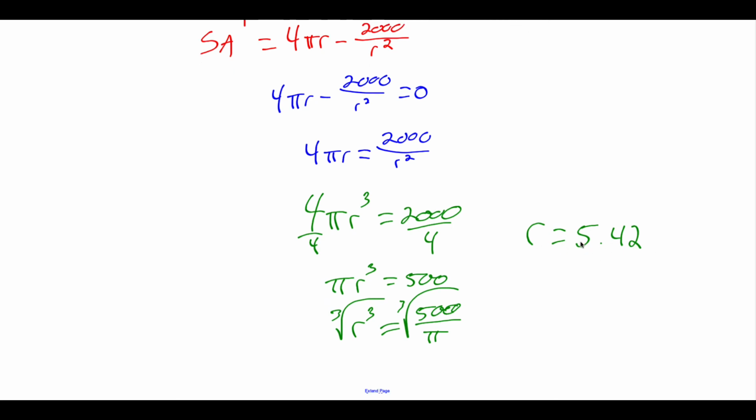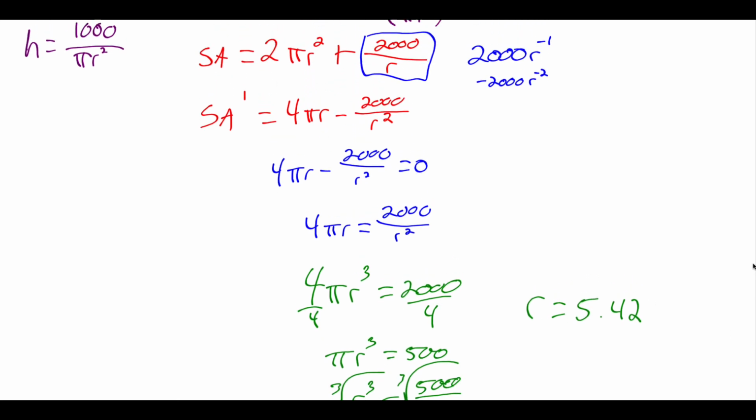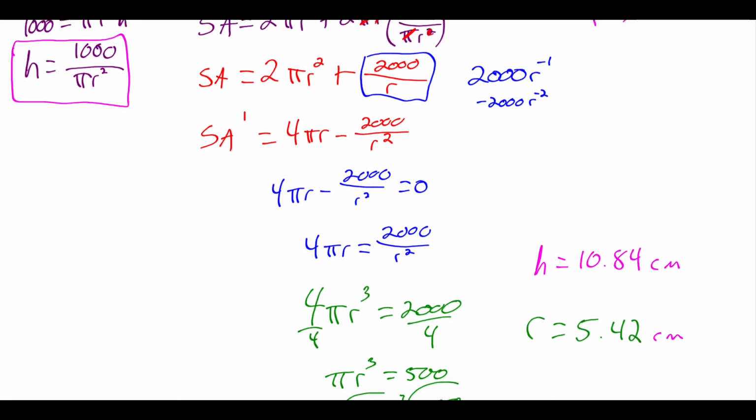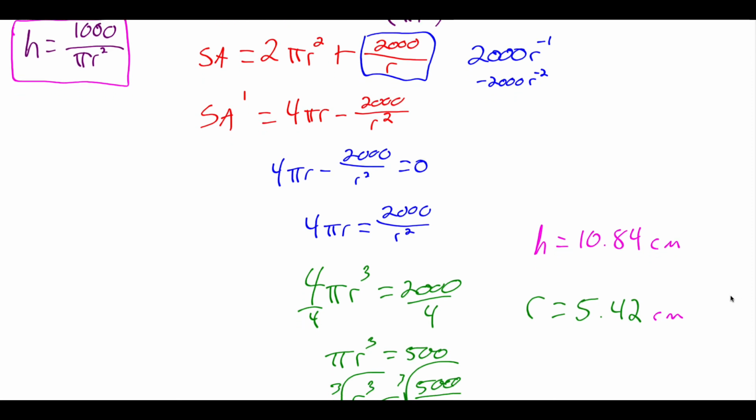So that radius tells us one piece of information that we need, but we also need to figure out the height of the cylinder that we're going to be working with. So if we were to take that R value that we got and plug that into our height function from earlier and type that into our calculator, that's going to give us a height of about 10.84 centimeters. So we can say that our 1 liter can that uses the least amount of material as far as its surface area goes has to have a radius of 5.42 centimeters and a height of 10.84 centimeters.